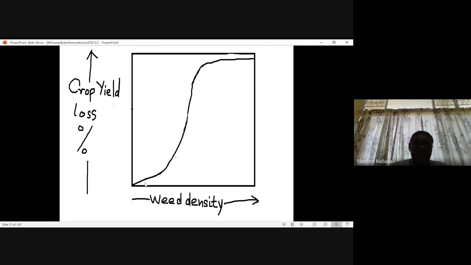Probably at the beginning, it may not matter to control the weeds because the losses are very small. But when it comes to here where the line starts to curve, this could be your weed control threshold. The density which gives you that curve is probably the weed control threshold. Now, on a sigmoidal curve, it is very easy to locate the weed control threshold.